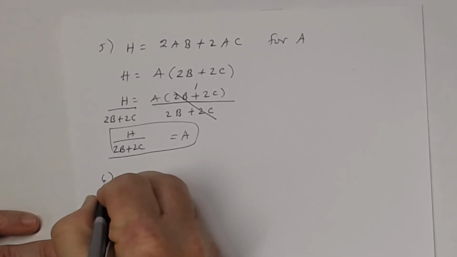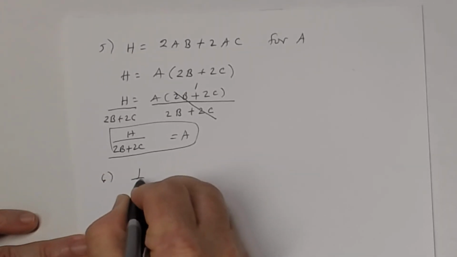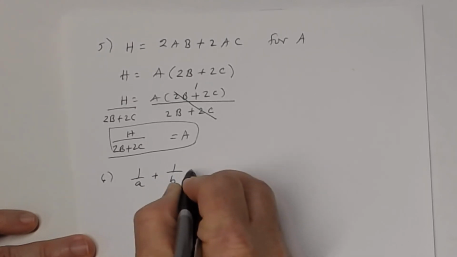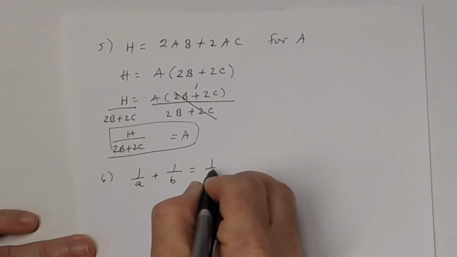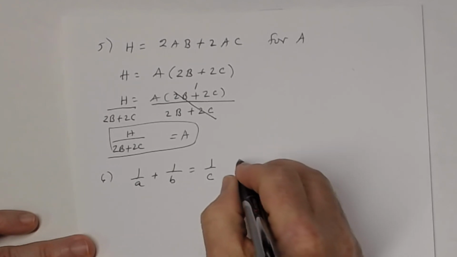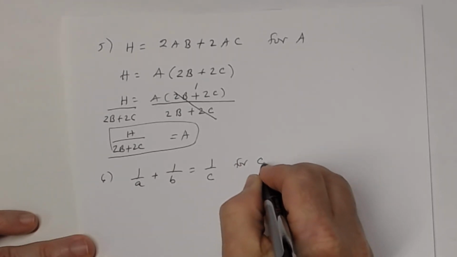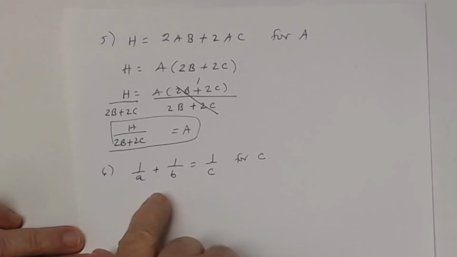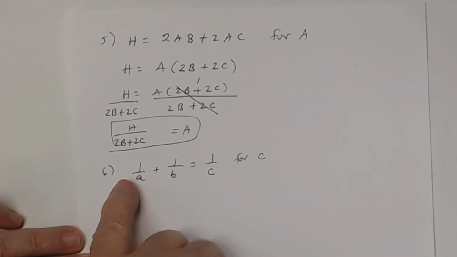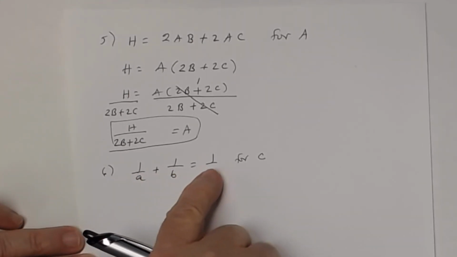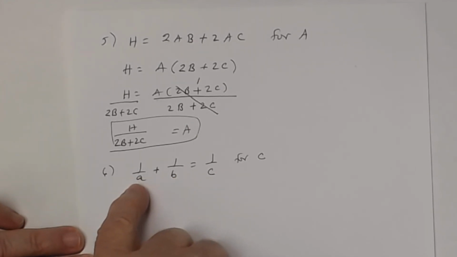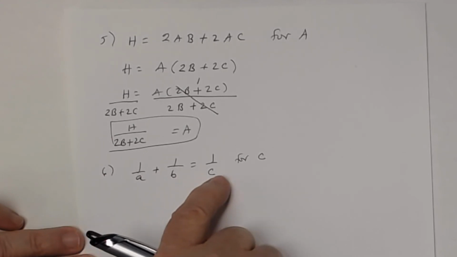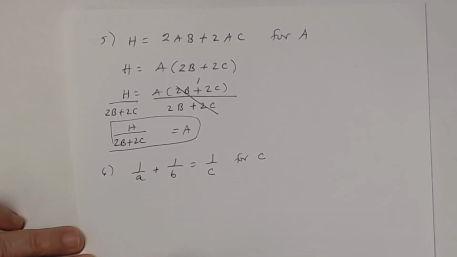Number 6, we have this. We have 1 divided by A plus 1 divided by B equals 1 divided by C, and you want to solve for C. All right, so remember we dealt with fractions before. Notice, though, that in number 6, I have 3 sets of fractions. This denominator is a factor A, this denominator is a factor B, and this denominator is a factor C.